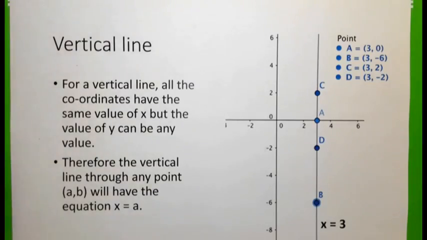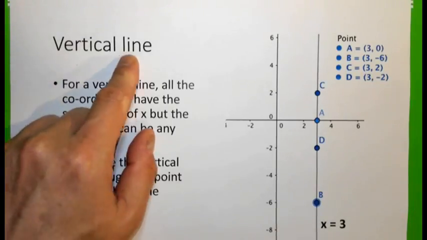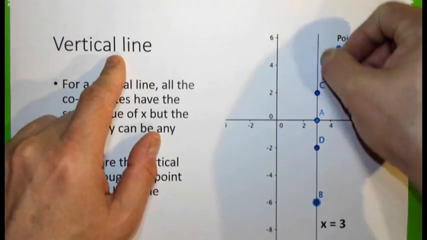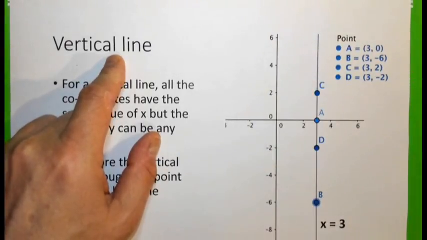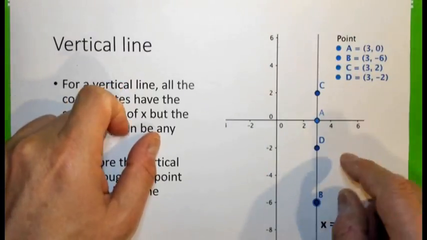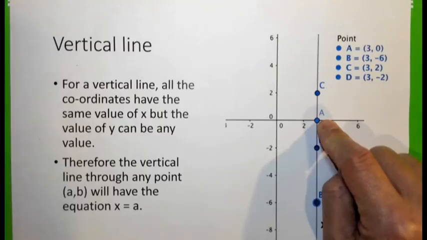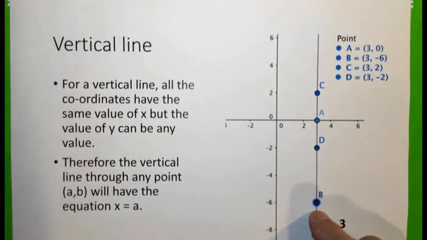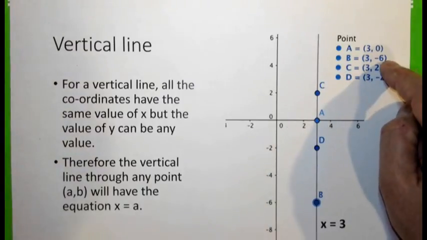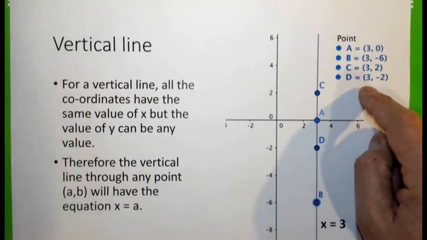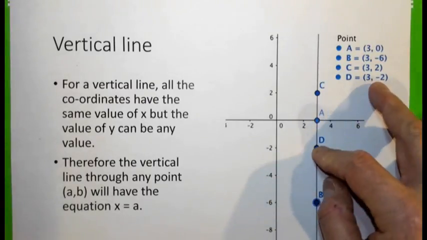Alright, let's look at some unique cases. First, vertical line. Now, this is a vertical line which is parallel to the y-axis. On this vertical line, the coordinate of A is (3, 0). B is (3, minus 6). C is (3, 2). And D is (3, minus 2).